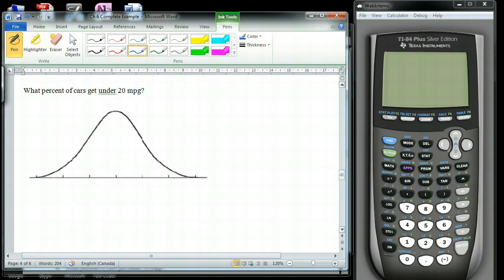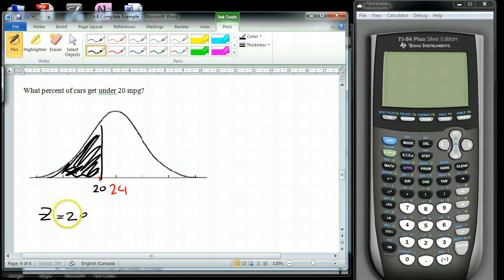What percent of cars get under 20? Well, we did a similar question here, so I'm just going to do this fairly quickly. That's 24, and 20 would be right about here somewhere. So again, what are we looking for? What percent? Percent is the area under the curve. So we need to get a z-score first.